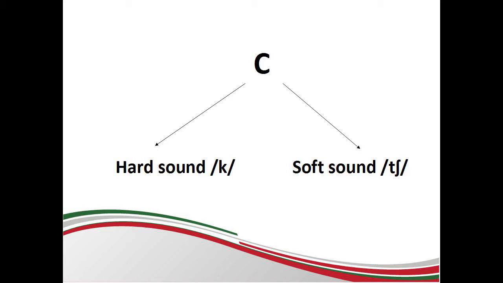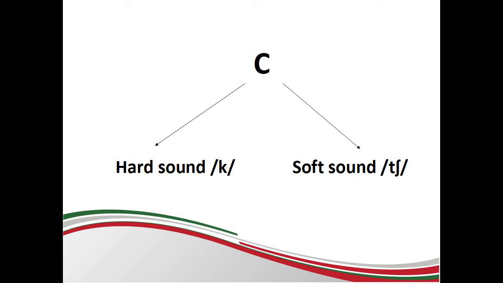In Italian, there are some consonants which change their sounds when they are mixed with other letters. These consonants are C, G, and SC. Let's start with the letter C. The letter C has two sounds, the hard sound and the soft sound. The hard sound is K and the soft sound is Ch. These sounds depend on the use of different vowels.